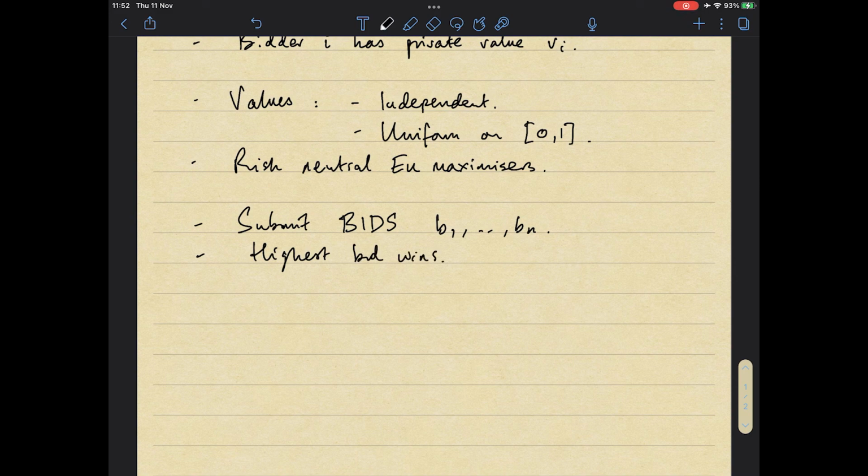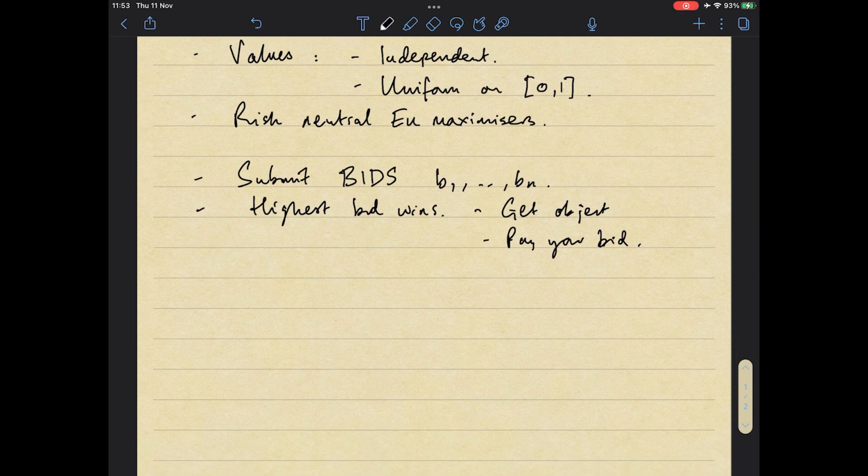And what does it mean to win? That means you get the object. Okay, so you get the object. And also you pay your bid. And hopefully you'll get some surplus there. You value the object more than your bid, you'll get some surplus. Okay? Now, if you don't win, then you don't pay. So no win, no pay.